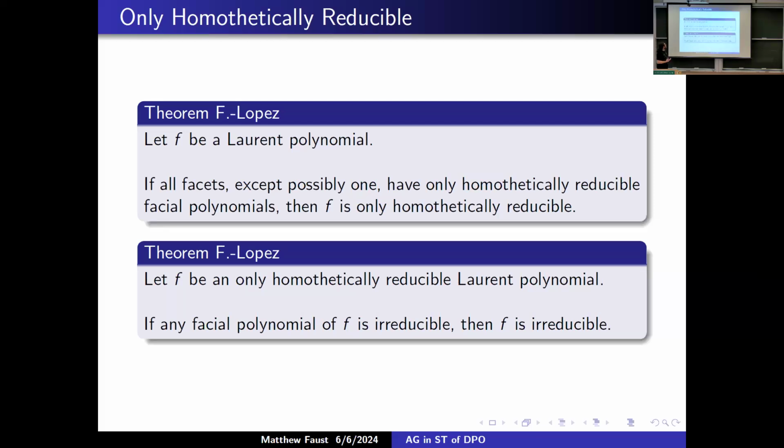So one of the things that Jory and I showed is that if all your facets, except possibly one, have only homothetically reducible facial polynomials, then F has to be only homothetically reducible. The reason for using this is that if we want to conclude F is only homothetically reducible, we really only have to look at the facial polynomials. As long as sufficiently many of them are only homothetically reducible, we can extend that to F itself. And only homothetic reducibility is very convenient for checking irreducibility, since all we need is a single facial polynomial to be irreducible. If we know that F is only homothetically reducible, we get that F is irreducible.